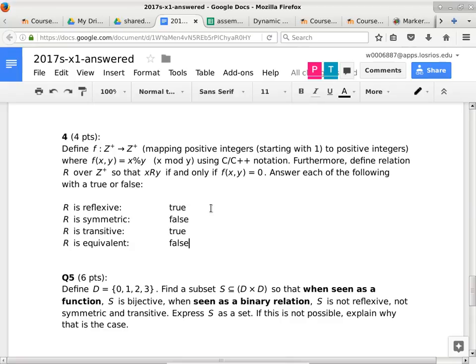So 12 mod 6 is 0. 12 mod 3 is 0. 12 mod 5 is 2. Because it's the remainder of the first number divided by the second number.